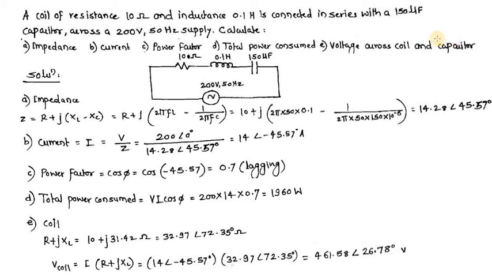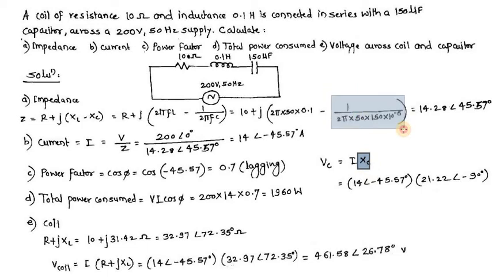But this is not yet done. We are supposed to find voltage across capacitor as well. Voltage across capacitor will be Vc equals I into Xc. This is equal to the value of I substituted, and the value of Xc can be calculated from this, which will come out to be 21.22 at an angle minus 90 degree. What we get is voltage across capacitor is 297.08 at an angle of minus 135.07 degree volt.